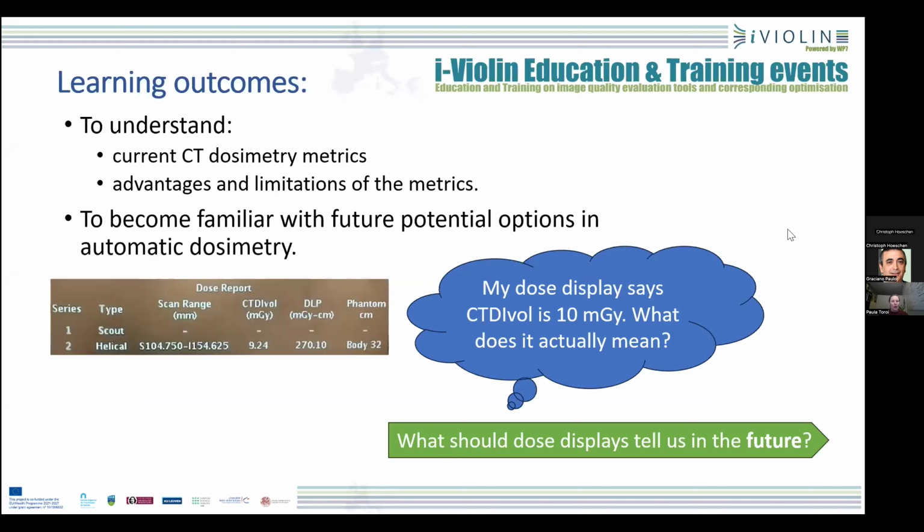Graziano already mentioned the learning outcomes. I just would like to go through them for my talk specifically. So basically, we will go through the CT dosimetry metrics, and we will see what are the advantages and limitations of the current metrics which we are using, and also see what dose quantities and parameters we would like to see in the future in the dose displays. So most of you would have this kind of dose report on your screen, and you have here this CTDIvol and DLP. So my aim is to explain what they actually mean and what is actually the patient dose.